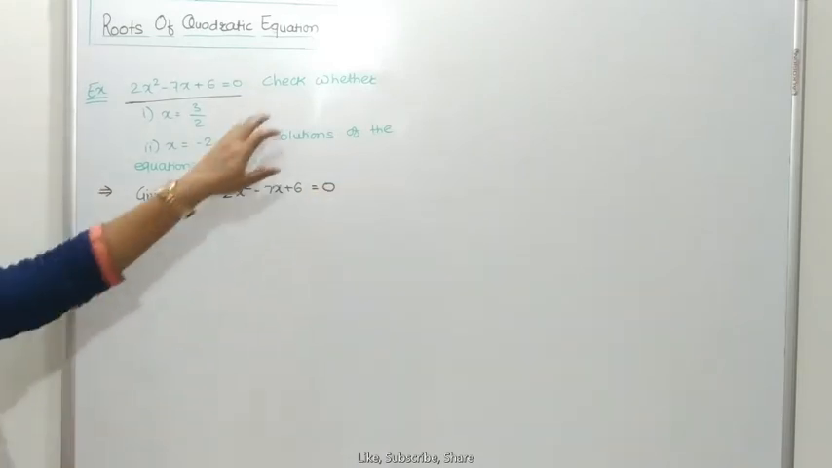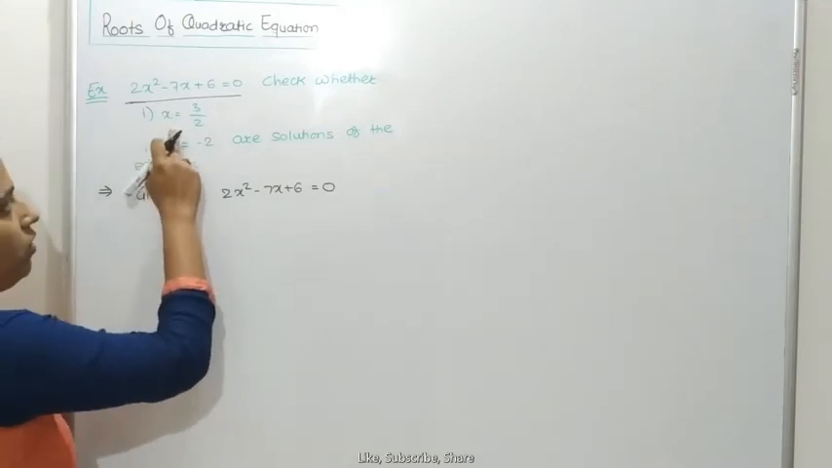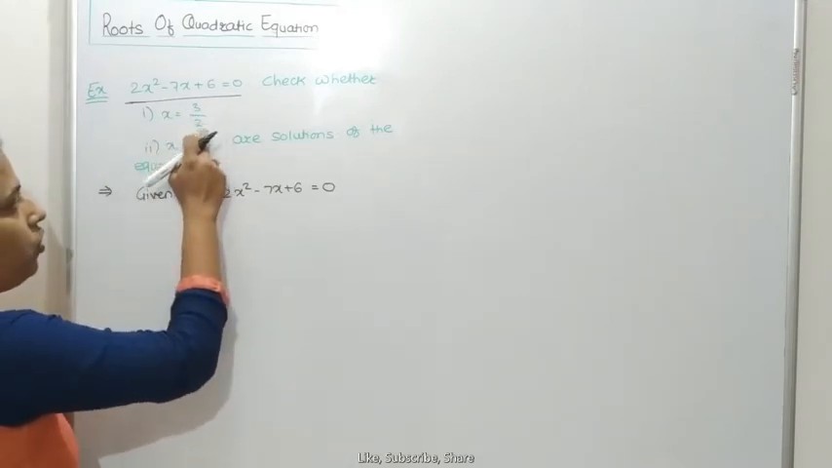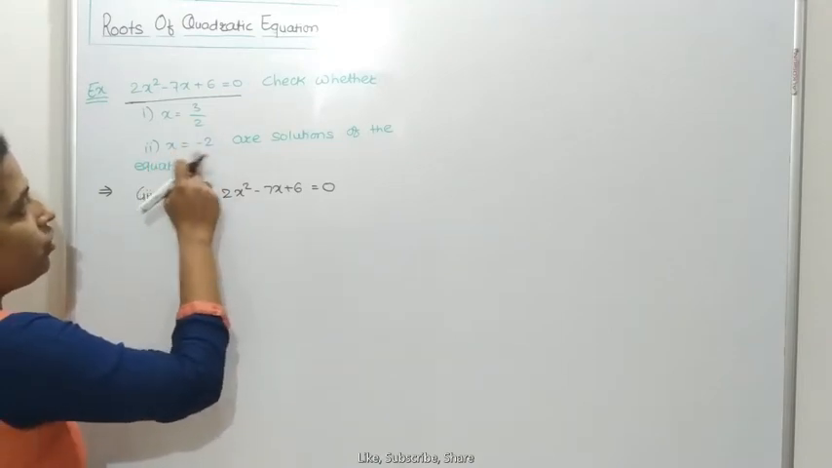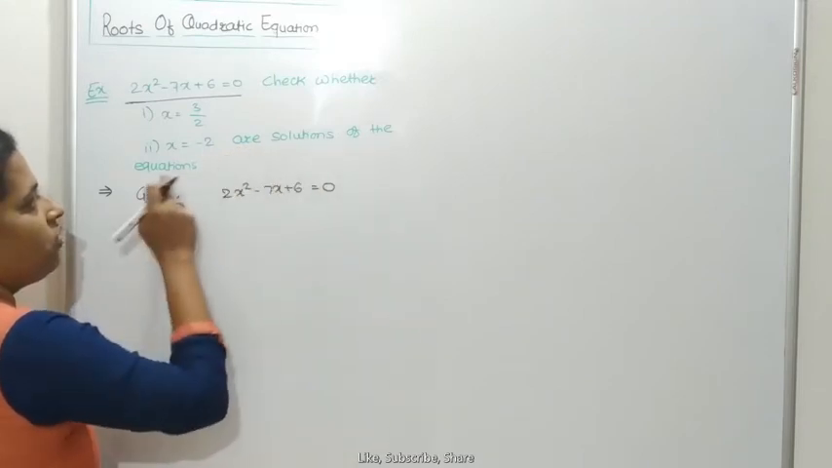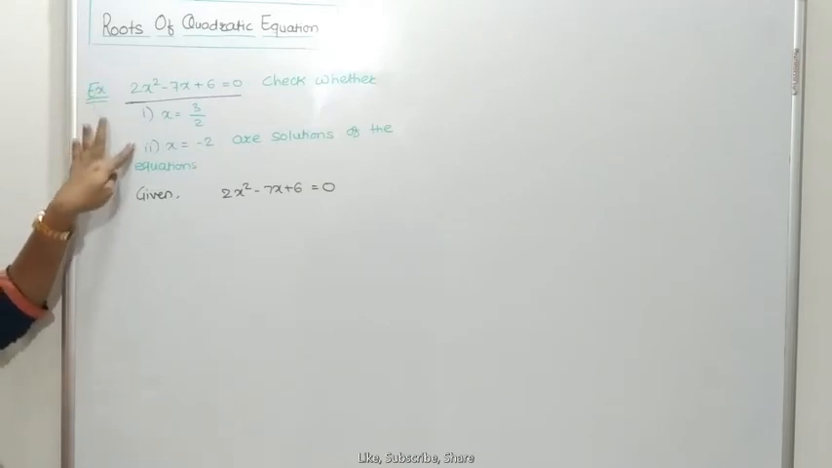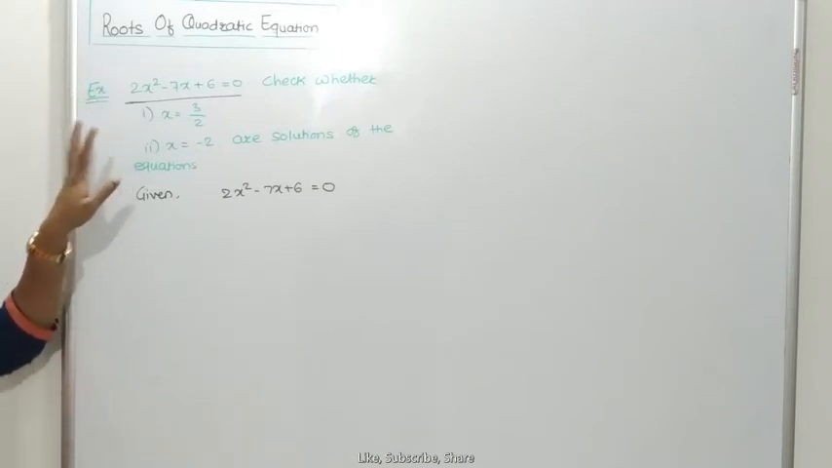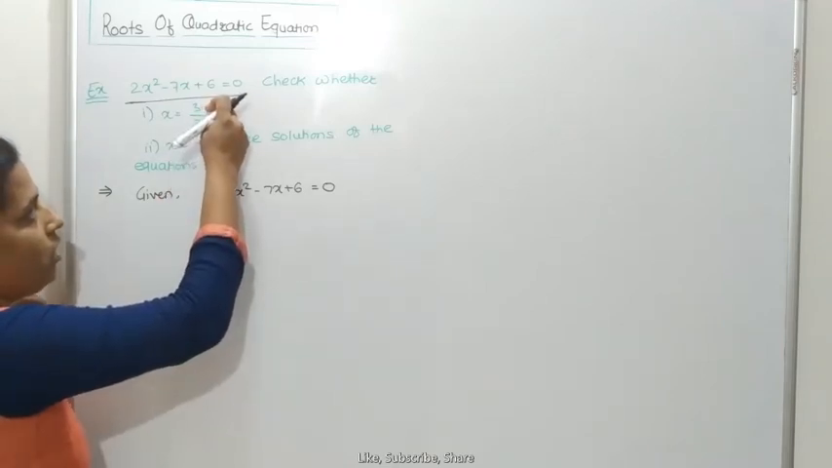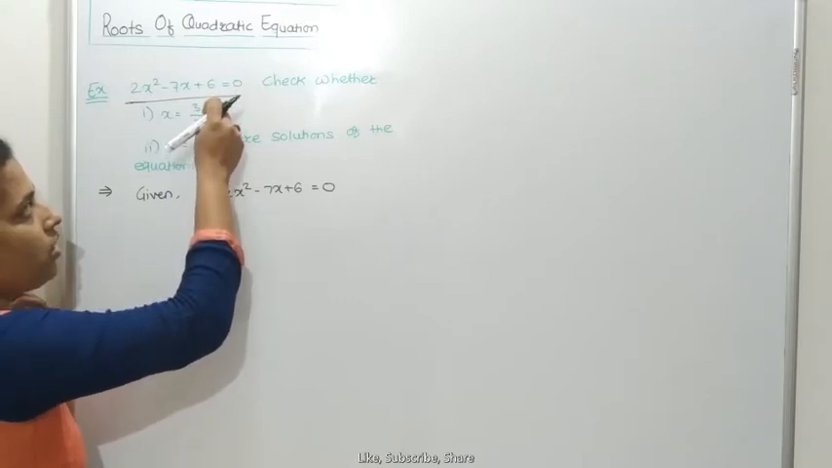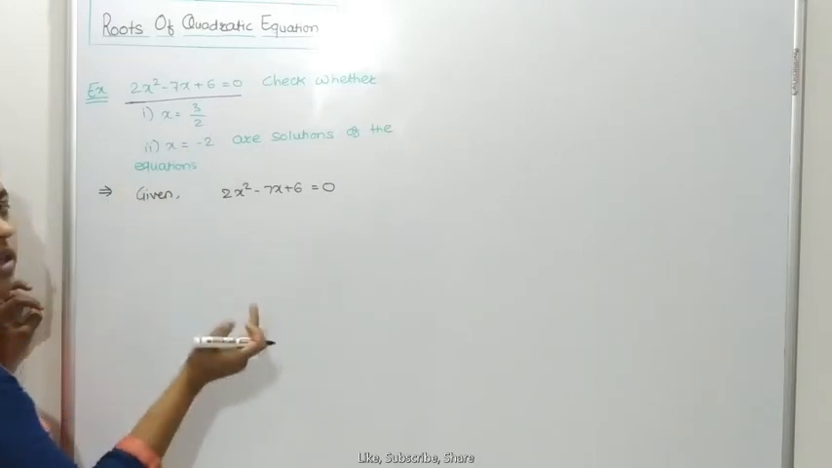Okay, we have to check whether the given x values are solutions of the equation. In the first condition x is equal to 3 upon 2, and in the other condition x is equal to minus 2. We say that a value is a solution of the particular equation when we get p of x is equal to 0. When I put x equal to 3 upon 2 and solve, if we get 0, that means this is the solution of the particular equation.